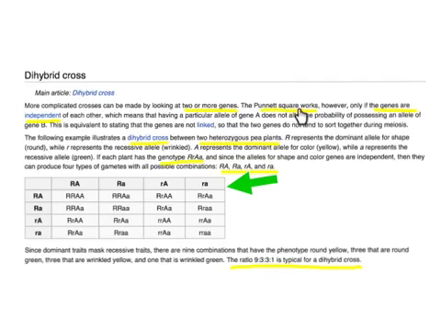Also, the Punnett square only works if the genes are independent of each other. So the Punnett square is nice, it's easy, but it does have its disadvantages. And this is where the dihybrid cross comes in. So for example, you see this much more complicated little Punnett square down here. This is illustrating a dihybrid cross between two heterozygous pea plants. Again, hetero, different, so that means for these particular genotypes, these organisms do not express two capital letters or two lowercase.